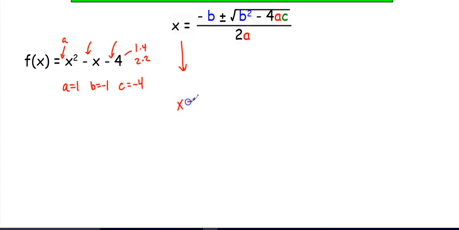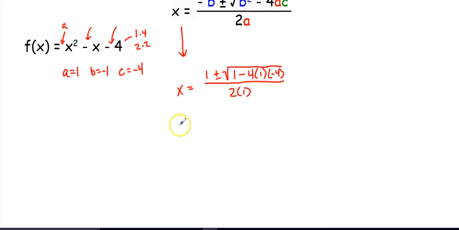So just plug in what you know. You know that b is negative 1, so I plug in the opposite of that, which is positive 1. Plus or minus, b squared is going to be negative 1 times negative 1 is 1, minus 4 times a, which is 1. c is negative 4. Over 2a, or 2 times 1. So we want to go ahead and simplify. X is equal to 1 plus or minus. Let's simplify what's inside the square root first.